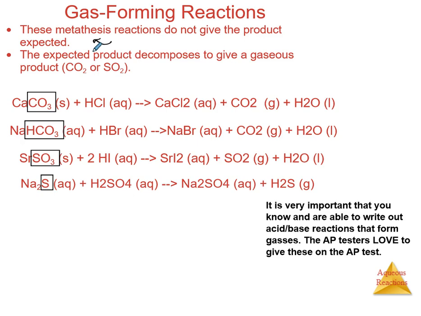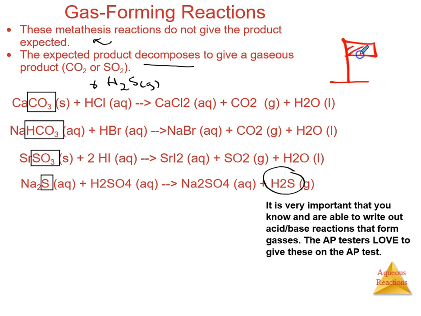These metathesis reactions do not give the product that we would expect. The expected product decomposes to give a gaseous product of CO2 or SO2. All right, and this one, H2S, gas. So those are the three gases that are produced when we add acids to these things that have these ions. All right, so these are really important red flags.